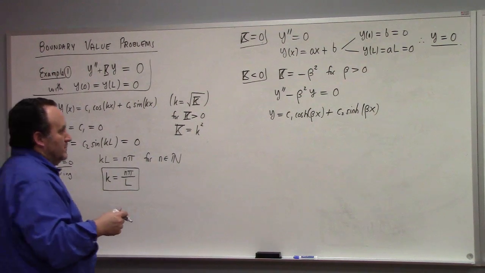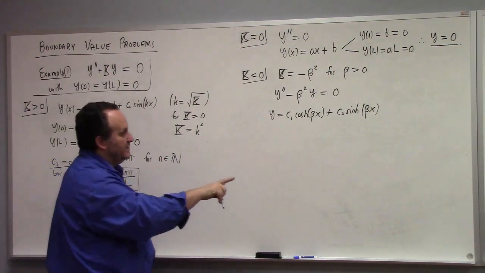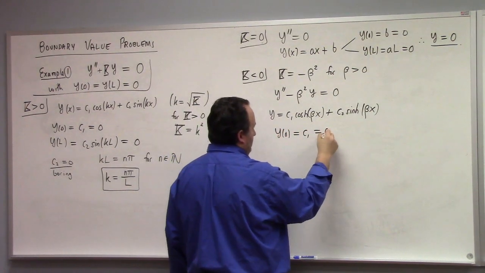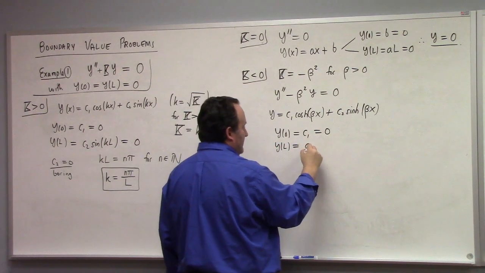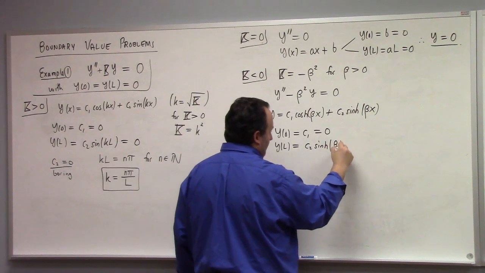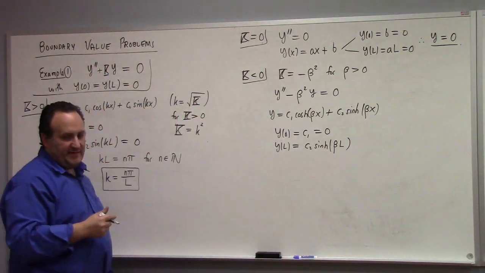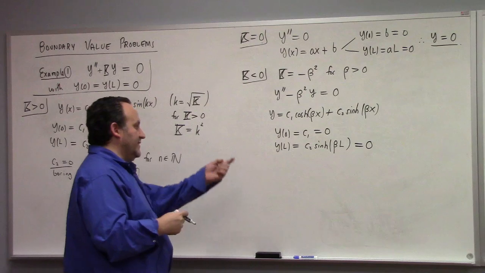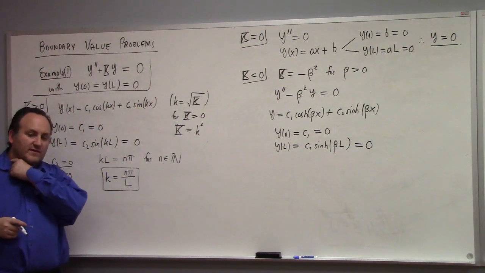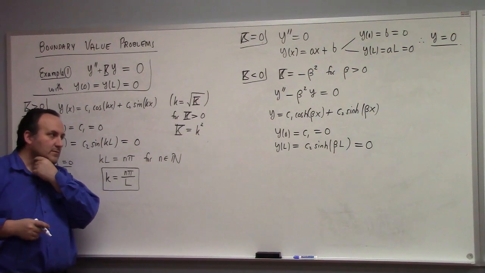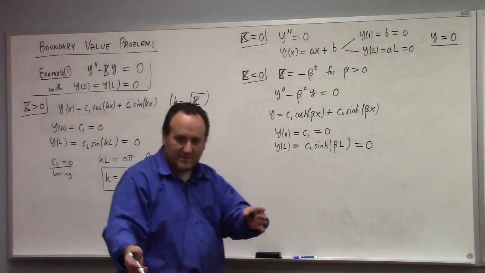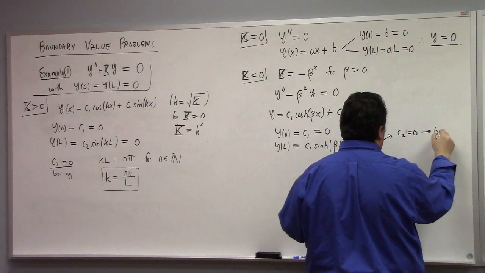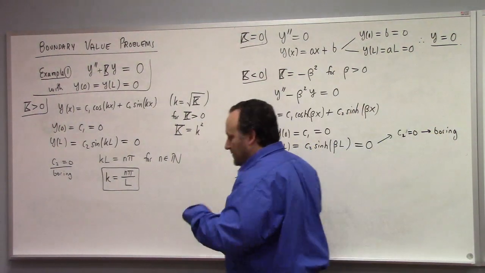And now, the boundary values. So we get like y of 0 is c1. So that's 0. Y of L is c2 sinh of beta L. And that's equal to 0. All right? So what can you guys tell me about that equation? C2 sinh of beta L equal to 0. I'll do the easy part. C2 could be 0. Is that interesting? C2 equal to 0? Boring, because that would mean the whole solution that we're looking at is 0.